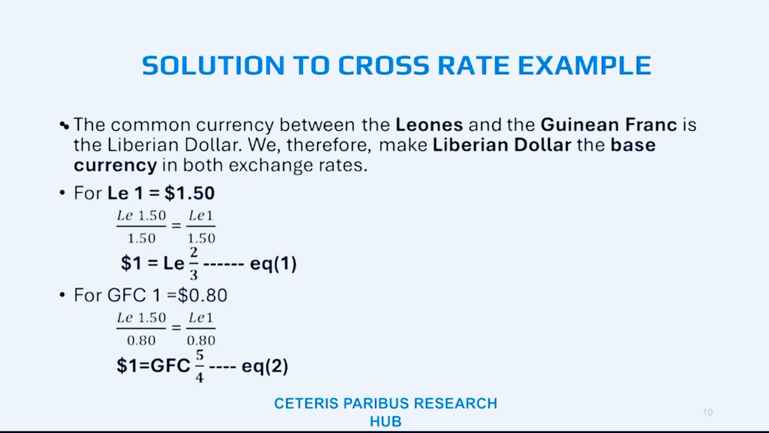The first exchange rate states that 1 leone is equal to 1.50 Liberian dollar. So to make the Liberian dollar the base currency, divide both sides by the value of the Liberian dollar, which is 1.50. So you end up having 1 Liberian dollar equals 2/3 leones, which is 0.67 leones. You also know that 1 Guinean franc is equivalent to 0.8 Liberian dollar. So to make Liberian dollar the base currency, divide both sides again by 0.80. So it gives you 1 Liberian dollar equivalent to 5/4 Guinean franc.